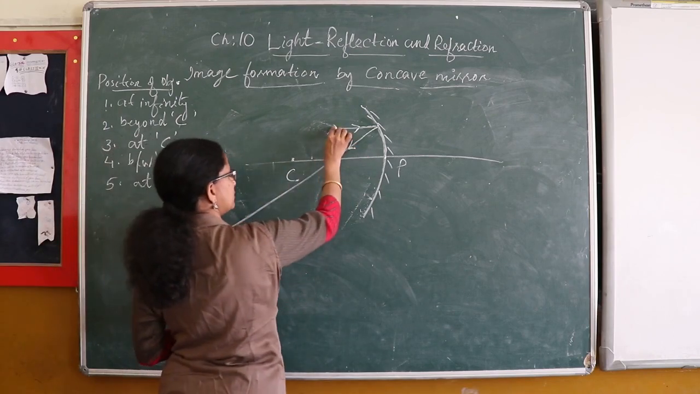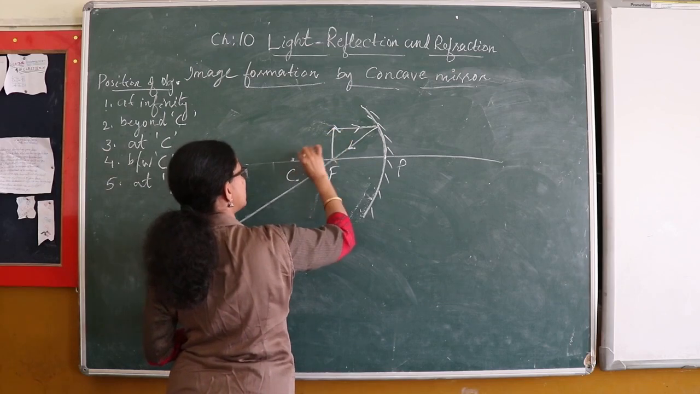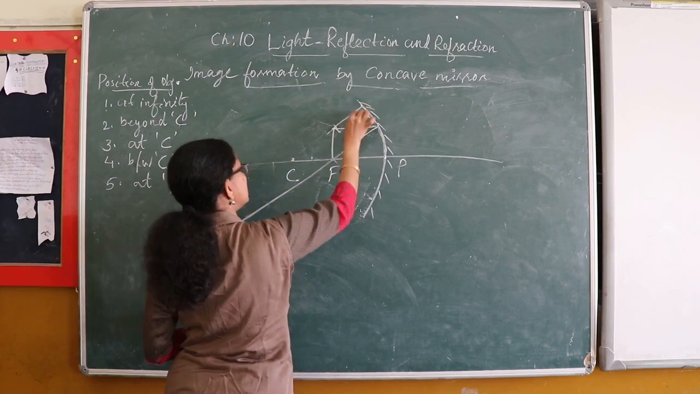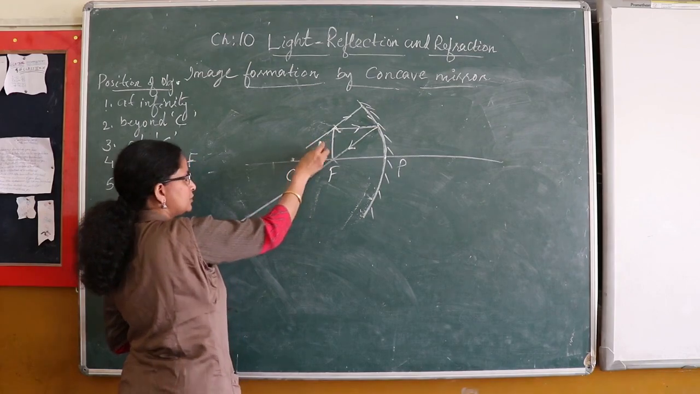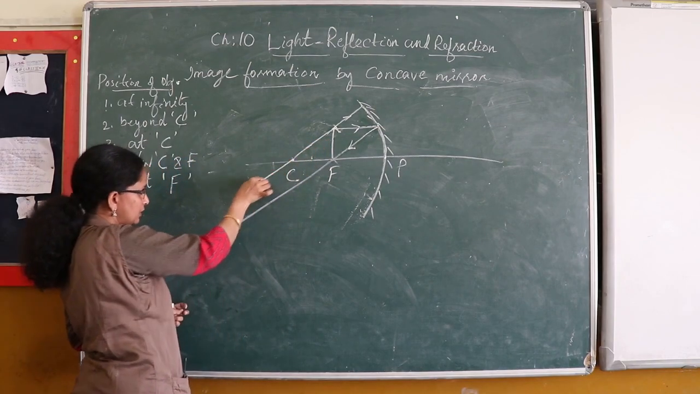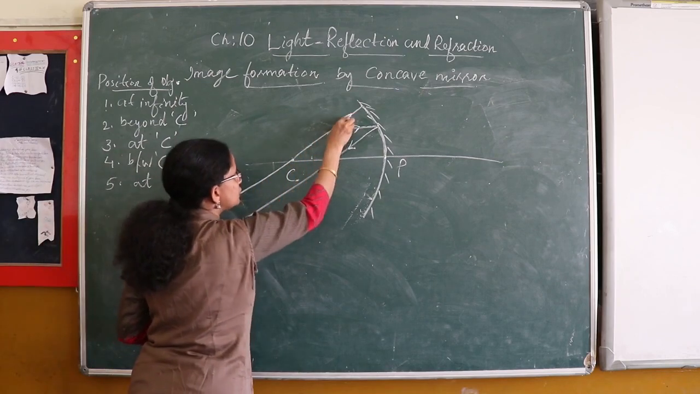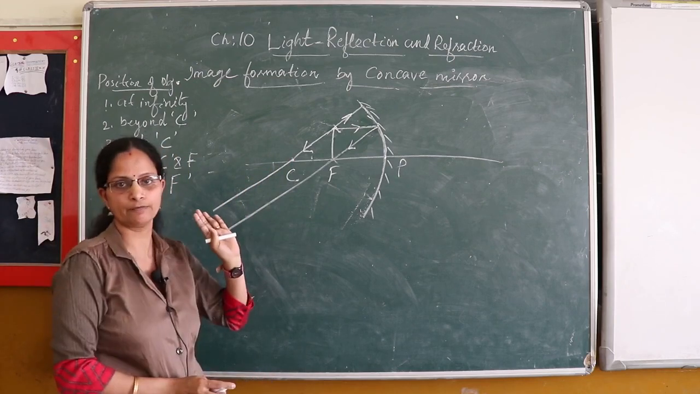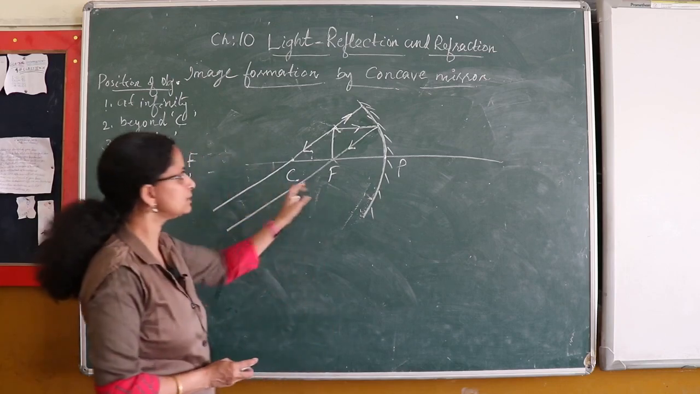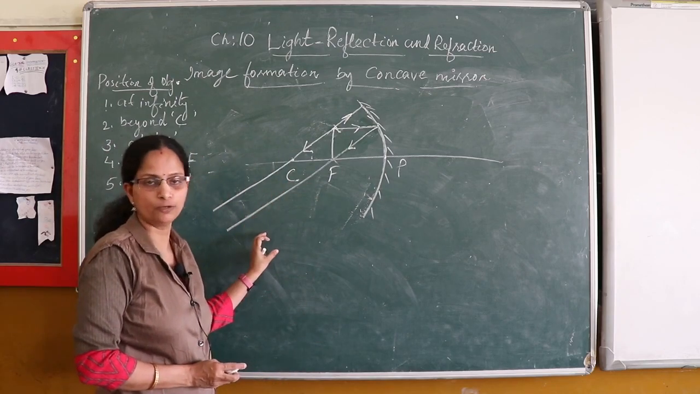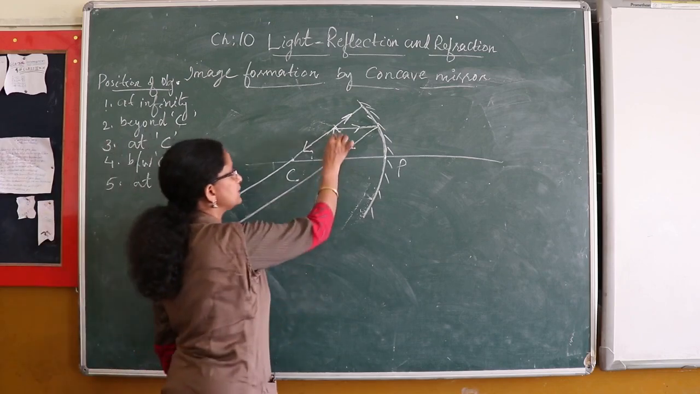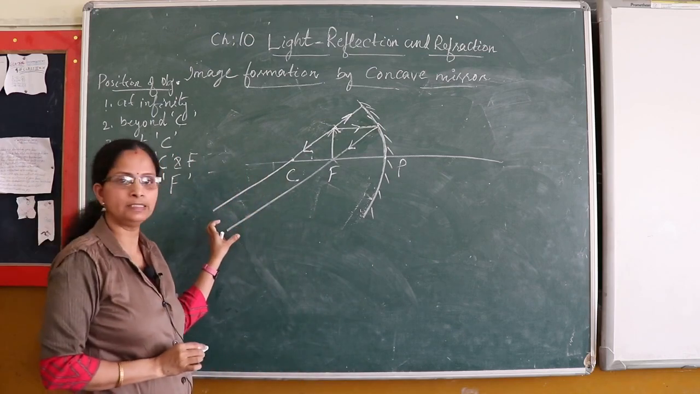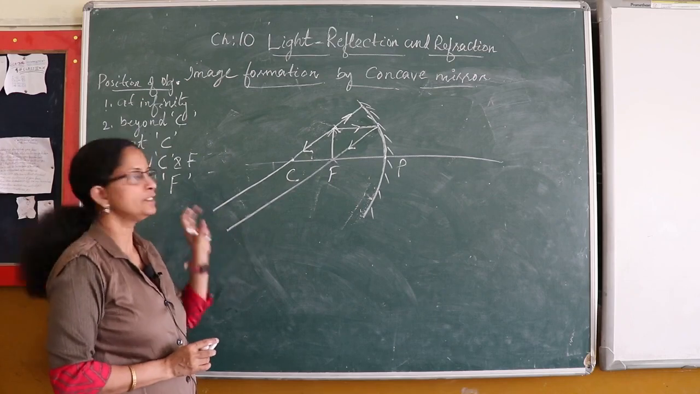Another ray here we are considering is the ray that strikes through the center of curvature. The ray that is striking through the center of curvature reflects back through the center of curvature itself. And it is found that in this case, the image of the object is formed at infinity. So when the object is kept at principal focus, the image formed is at infinity, and the image is again real, inverted and enlarged.